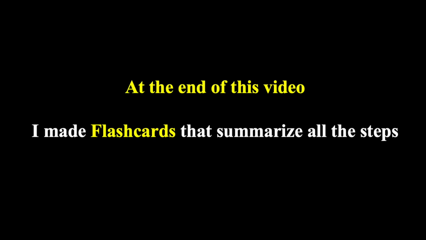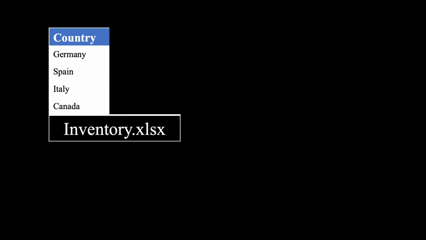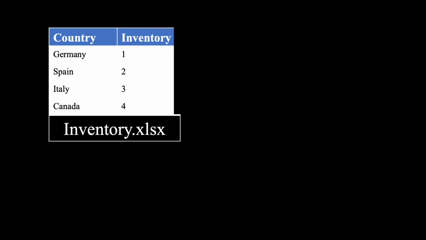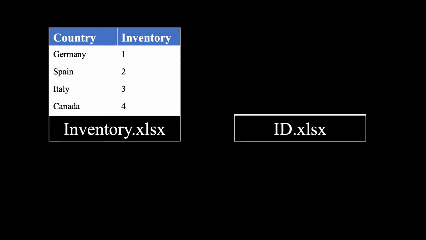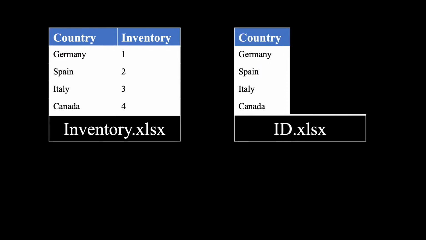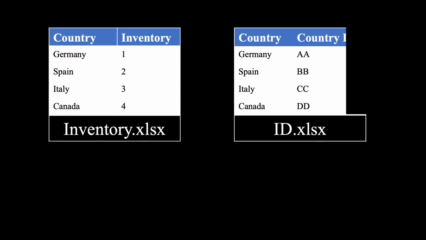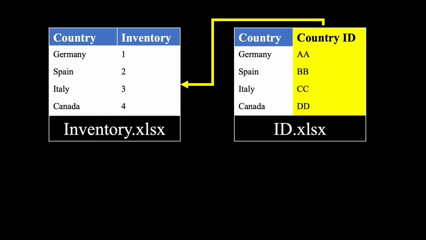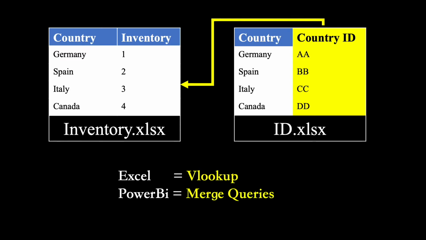Let's get started. We have one Excel called Inventory, which contains a country column and an inventory column. We also have another Excel called ID, and this one also has the country column and an ID column. What we want to do is to bring in the ID column from the ID Excel into the inventory table. And in Excel, we use Vlookup. And in Power BI, we use merge queries. And this video tells you exactly how to use it on Power BI.